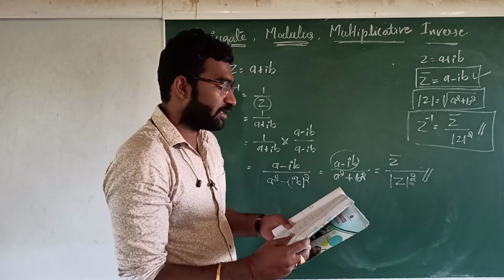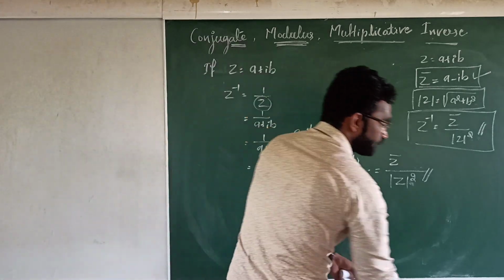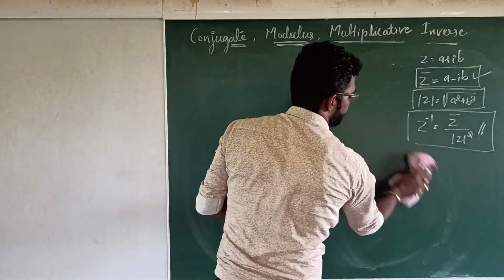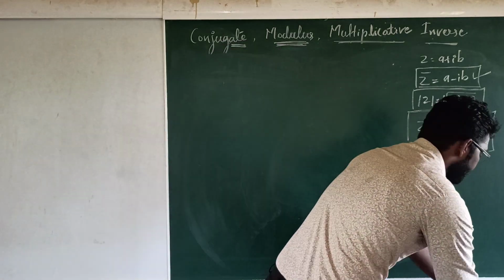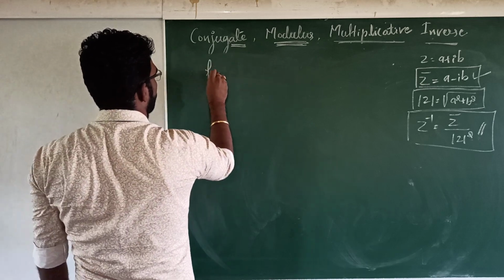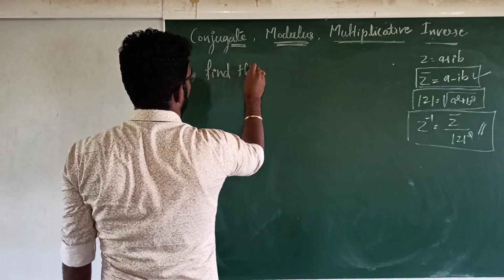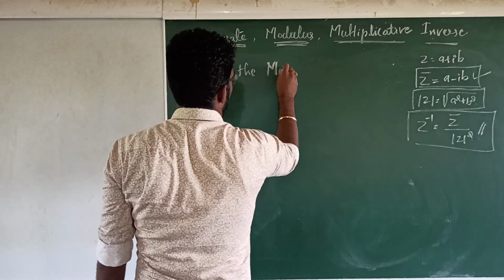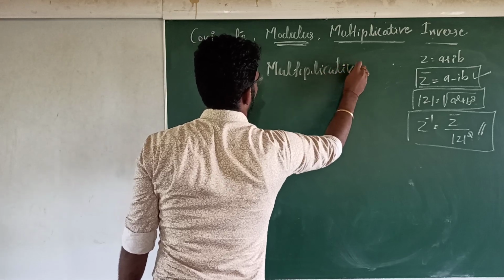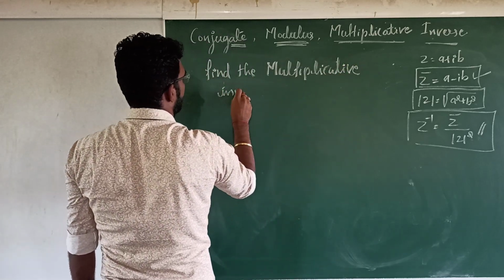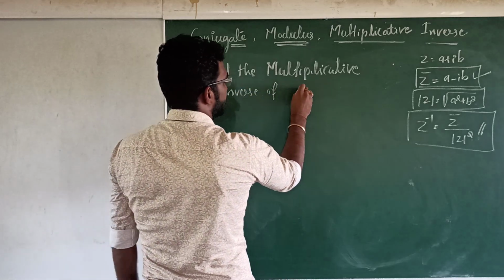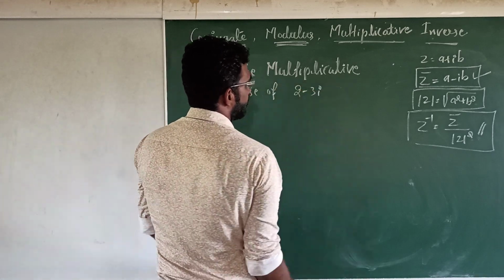This is example 5 I am going to solve. Example 5, what is the question? Find the multiplicative inverse of 2 minus 3i.